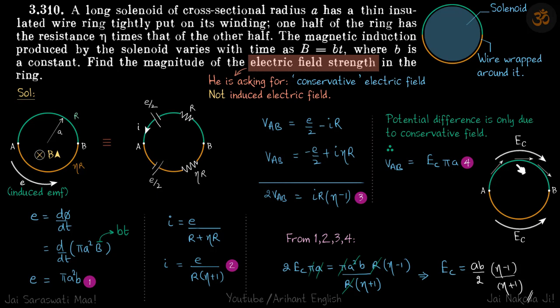You may have a lot of questions now about why we are taking these assumptions, and we'll deal with these later. First let's just solve it. So VAB, if we use the route via the conservative field, will be the field into path length, and the path length is pi A. So now we have these 4 equations. If you put the value of VAB, E and I here and solve, you will get the value of EC is equal to AB by 2 into eta minus 1 by eta plus 1.